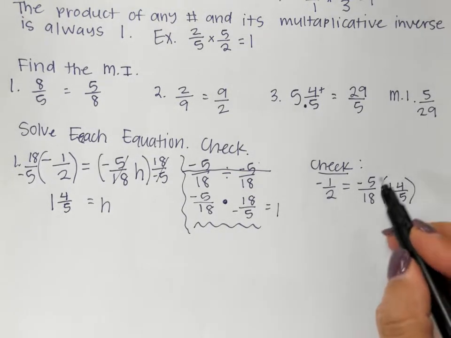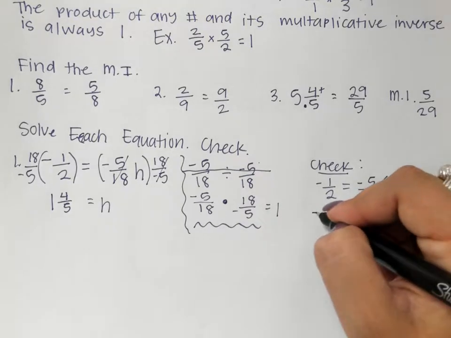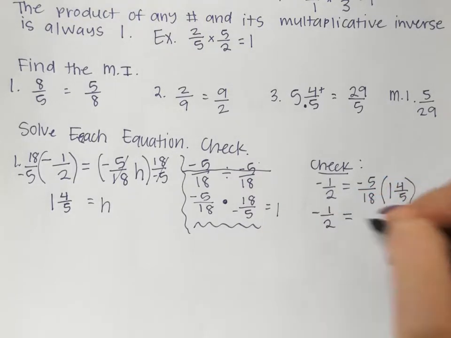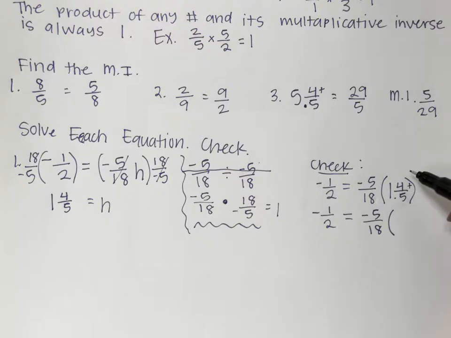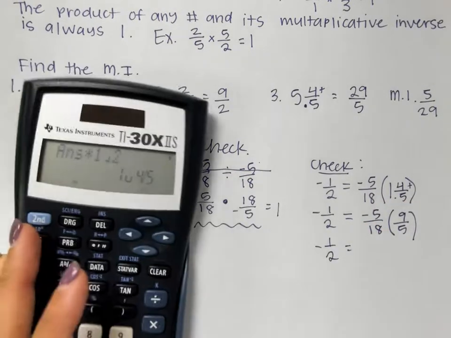It's going to be a little bit easier to plug this 1 4/5 into my calculator if I change it to an improper fraction. So let's go ahead and do that. So how do I change 1 4/5 to an improper fraction? Multiply and add, right? So that means I have 1 times 5, which is 5, plus 4 is 9. So I have 9 over 5. Now I can plug that into my calculator and see what I get.